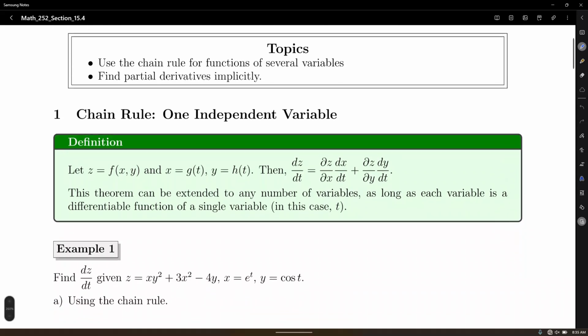So here's the thing. If we have a function z that depends on two variables, but at the same time those two variables depend on another variable, well, then the chain rule would be: the derivative of z, notice this is an ordinary derivative, this is not a partial derivative, will be given by the partial of z with respect to x times dx/dt plus the partial of z with respect to y times dy/dt. And of course, we can extend this to as many variables as you want.